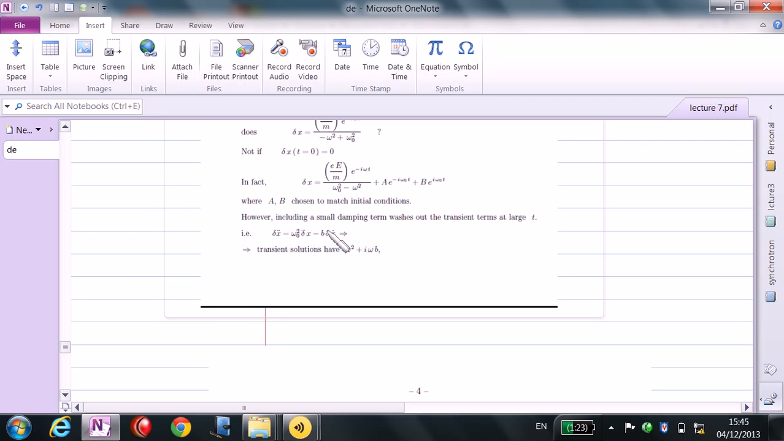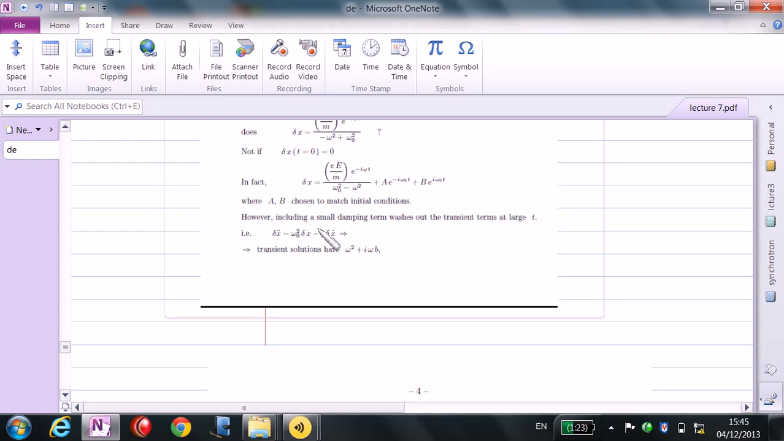If it's a constant, then it's not homogeneous. The differential equation must be equal to 0, and if it's a function of x, it's still not homogeneous. It must be 0.